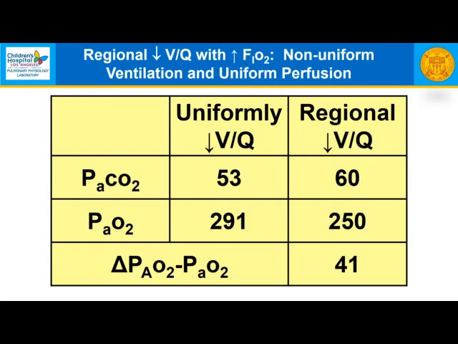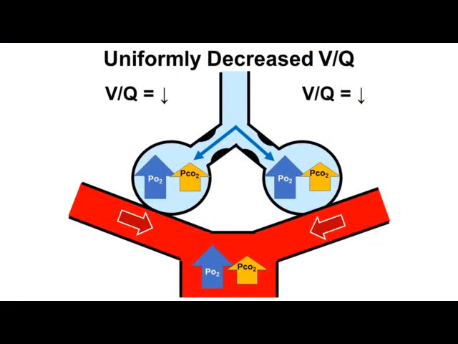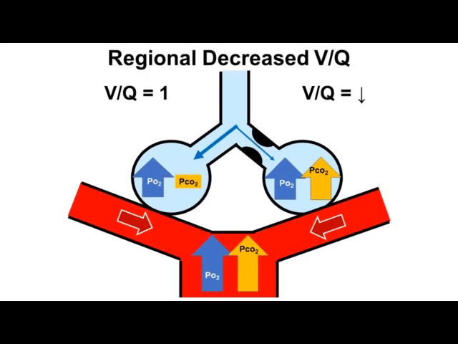So again, here's the situation. Uniformly decreased VQ: PCO2 53, PO2 291. Regional decreased VQ, but with supplemental oxygen, CO2 is worse, and the PO2 is slightly worse. Again, the AaO2 gradient is elevated at 41. So with uniformly decreased VQ, obviously CO2 is increased, O2 slightly increased. And with regional decreases, in this situation, this is normal, but here PCO2 is also elevated, and the AaO2 values are huge compared to the uniform situation.